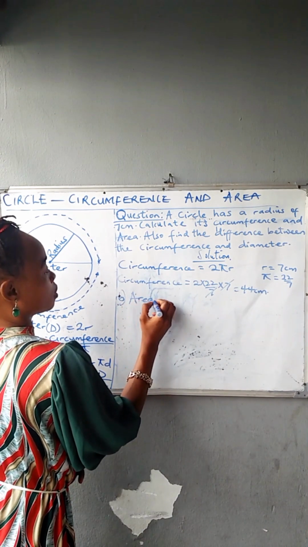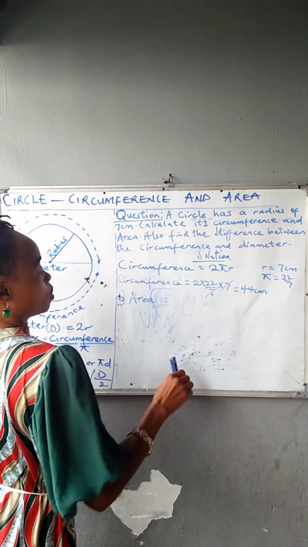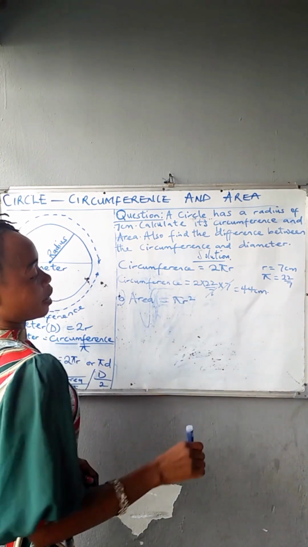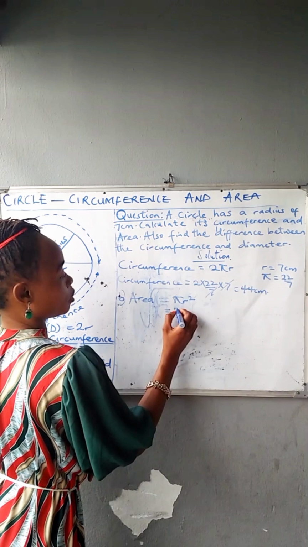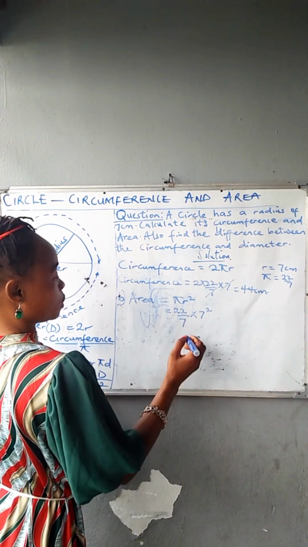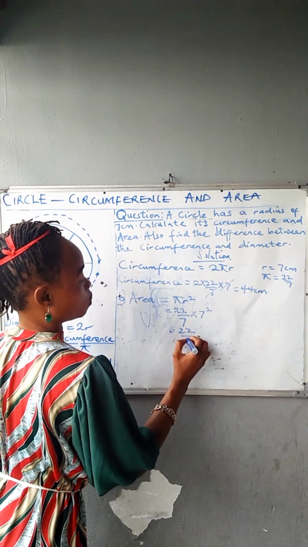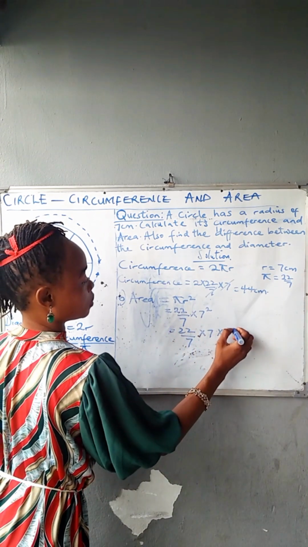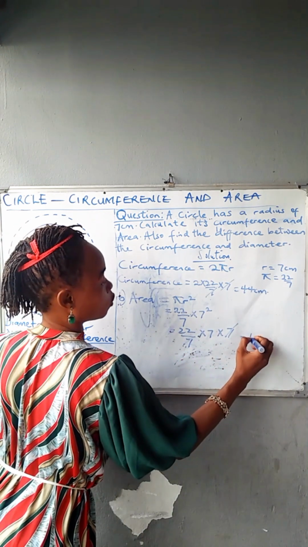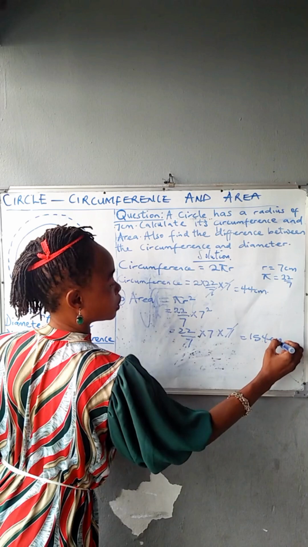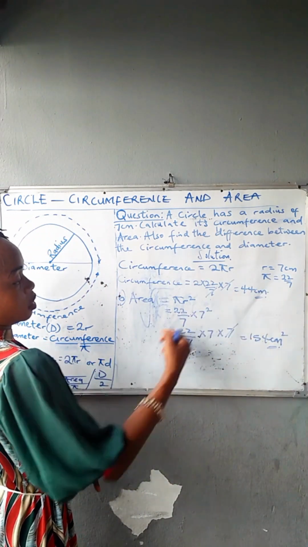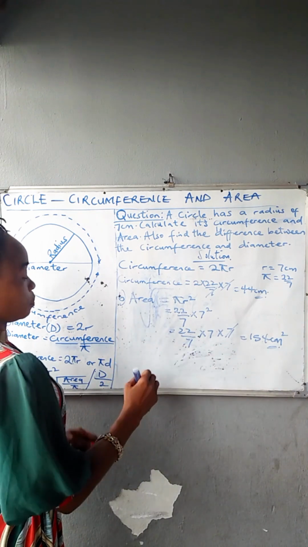Area is equal to pi r square. Our pi is 22 all over 7 and our radius is 7 square, which is the same thing as 22 all over 7 times 7 times 7. 7 will cancel out 7. 22 multiplied by 7 will give us 154 centimeters square. So we are done calculating our circumference and then our area.